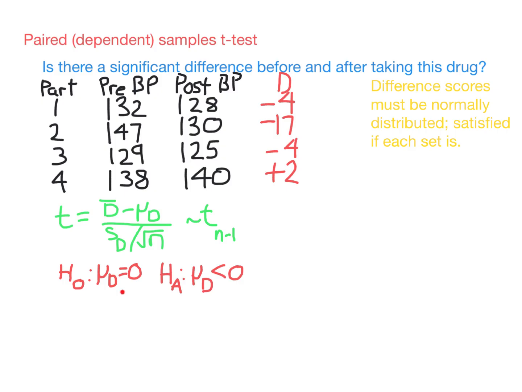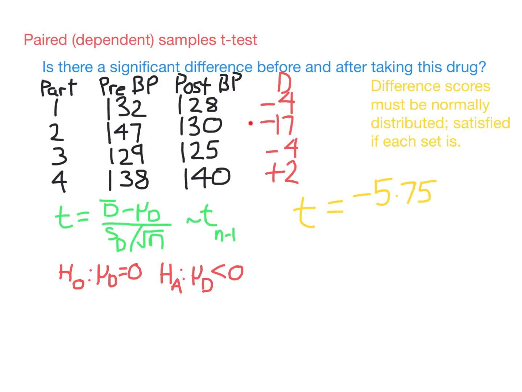So here our null hypothesis is that the mean difference is 0. That is, the drug didn't have any effect. Our alternative hypothesis, again one-tailed, is that the mean is less than 0. The drug did have an effect at reducing blood pressure. So we're going to use this formula here for the test statistic. So we need to calculate the mean of the differences. That's what that means. So adding these up and dividing by 4, we get -5.75. So we don't need to put anything else on the top because our hypothesized mean difference is 0.